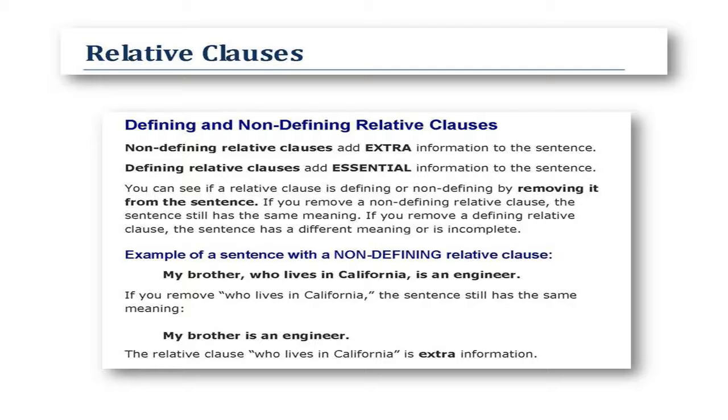Example of a sentence with a non-defining relative clause. My brother, who lives in California, is an engineer. If you remove who lives in California, the sentence still has the same meaning. My brother is an engineer. The relative clause, who lives in California, is extra information.